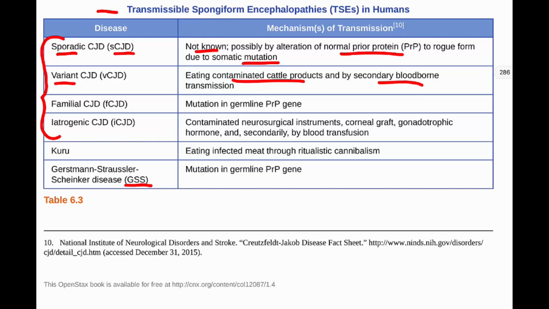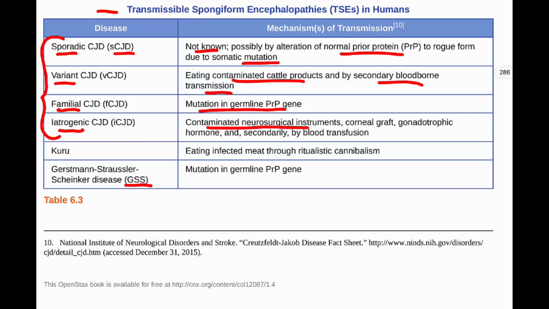Familial CJD is a mutation in the germline, so something that was passed down through the family, a mutation in a specific protein that then becomes that rogue prion protein. And iatrogenic CJD is getting it from contaminated surgical instruments.